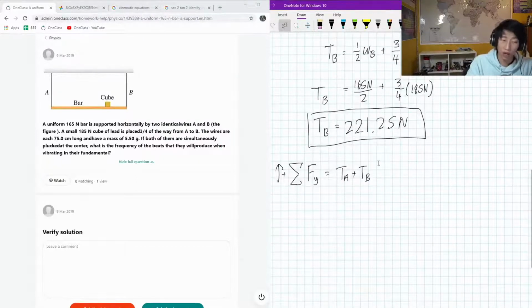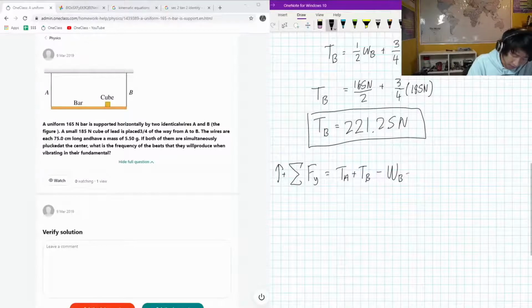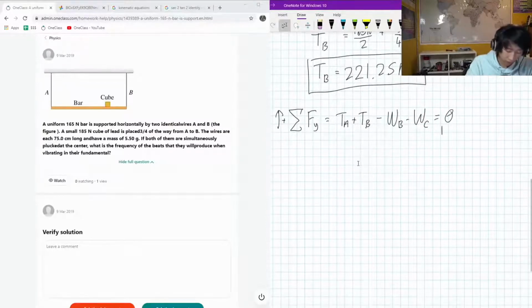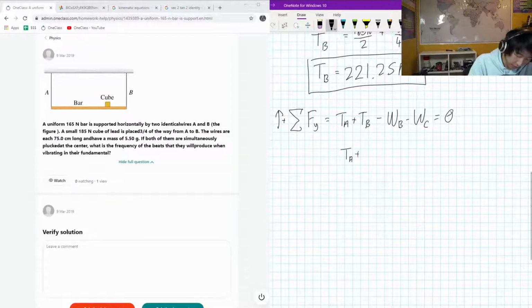So, yeah, so that's going to be minus weight of the bar minus weight of the cube, and that is all equal to 0. Okay, so we can see that the tension forces balance out to be perfectly equal to the weight forces. And they're both going to be positive once we bring them to the other side. So we just calculated TB.